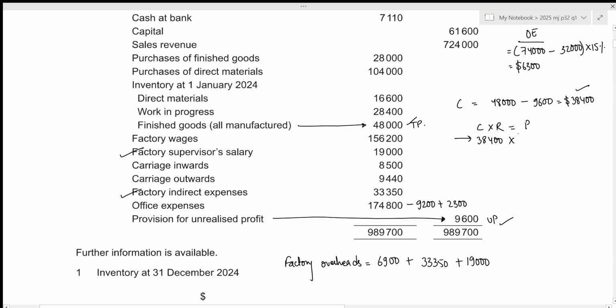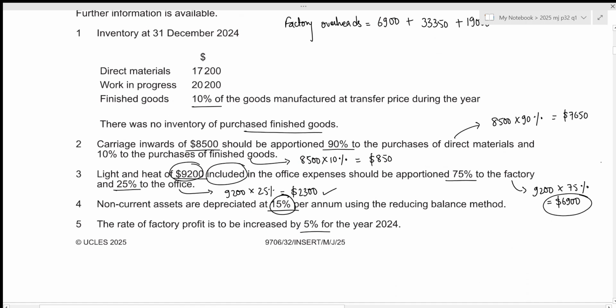We're trying to figure out the rate, and the profit is given right here to be 9,600. So the rate in this case will just be 9,600 divided by 38,400, which results in 0.25. So our rate is 25%. Now for the current year, we need to increase it by 5%. So the new rate will be 30%.